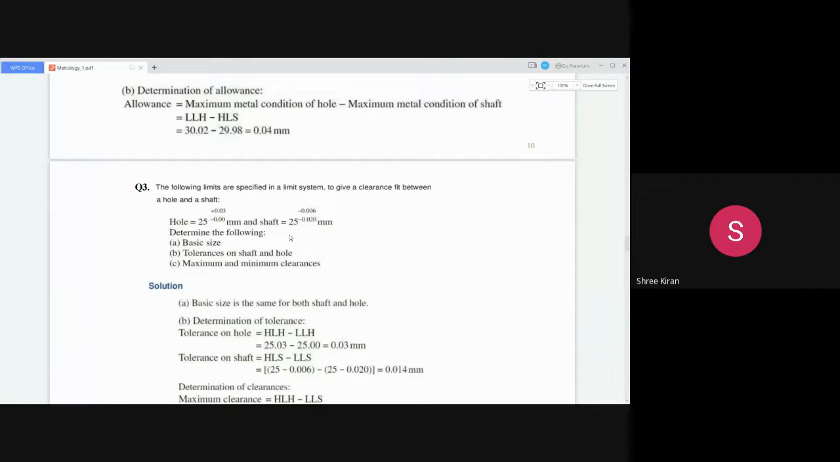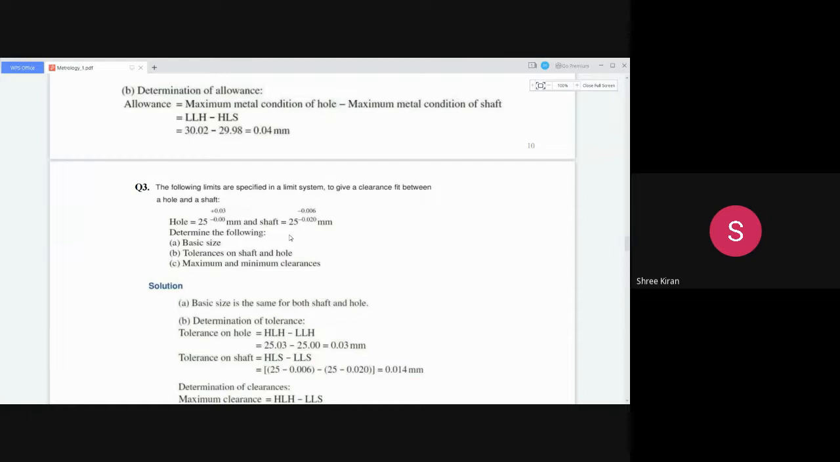The following limits are specified in a limit system to give a clearance fit between the hole and the shaft, where the hole is 25 plus or minus 0. The basic size is the same for both the hole and the shaft. In a clearance fit there will be mating of parts so that it prevents the rubbing action, and there will be no scratches, wear or removal of material.